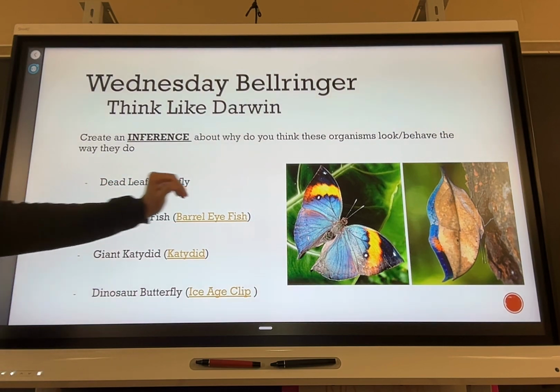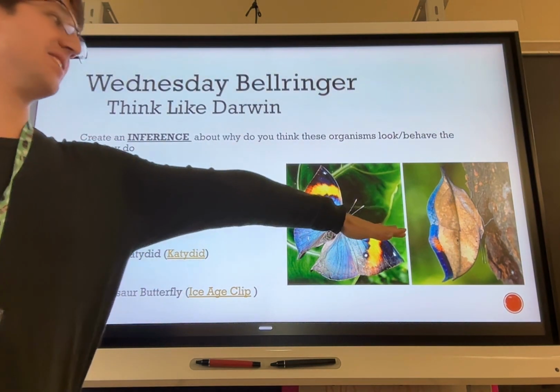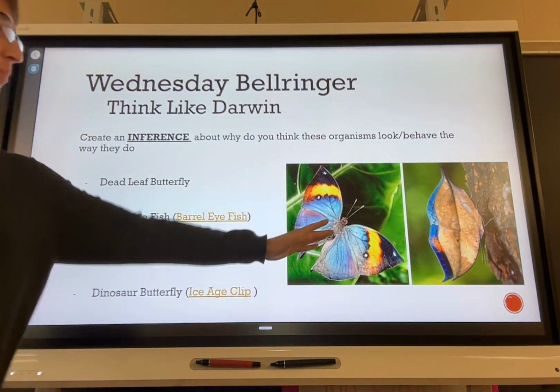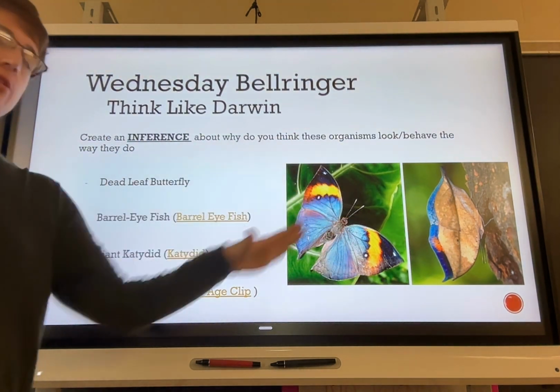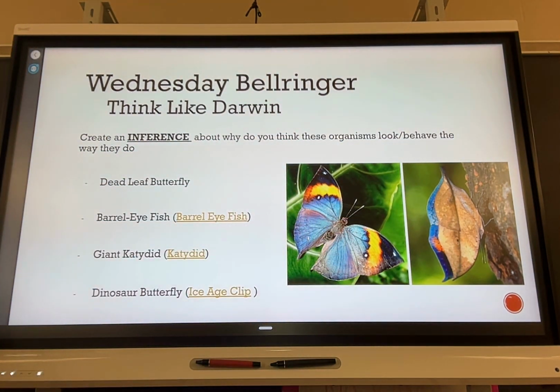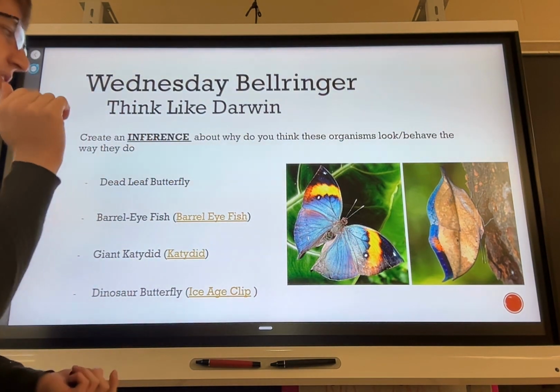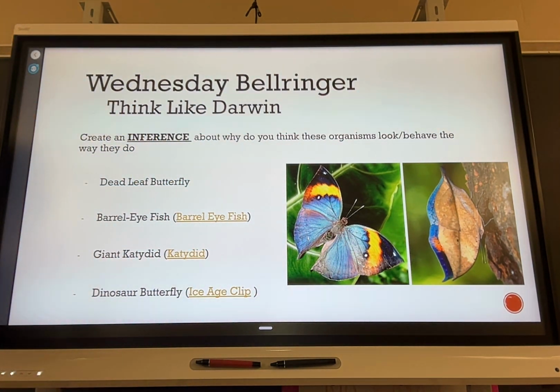So the butterfly, why does it look like a dead leaf on the outside but has all these bright colors on the inside? The barrel eye fish, why does it look and behave kind of like it does? Barrel eye fish are found at the bottom of the ocean. They have translucent heads that they can actually see through, and their main goal, you'll see in the video, is to look upwards. So why do they do that?